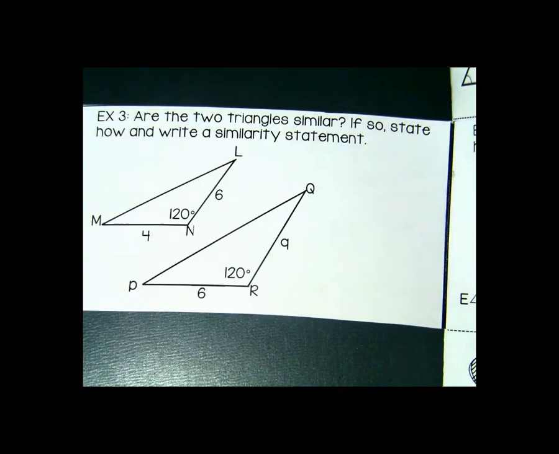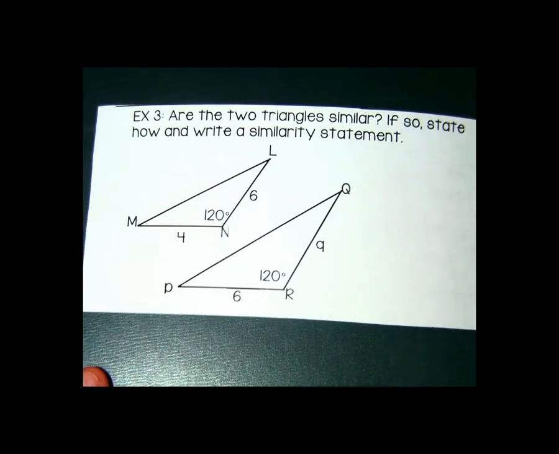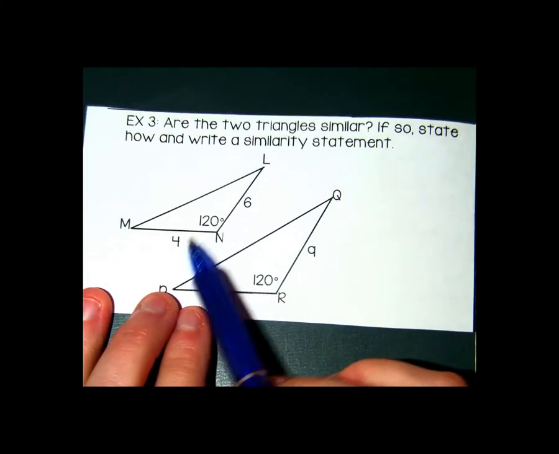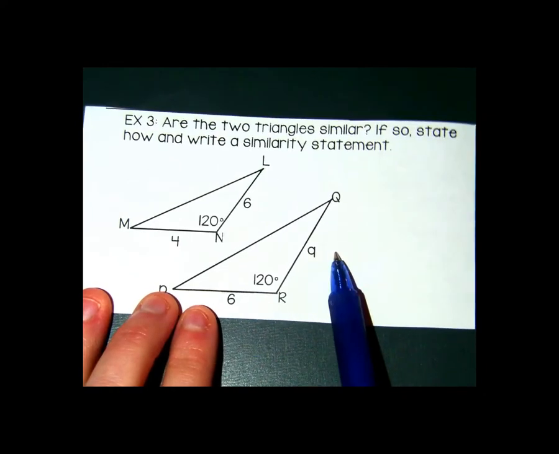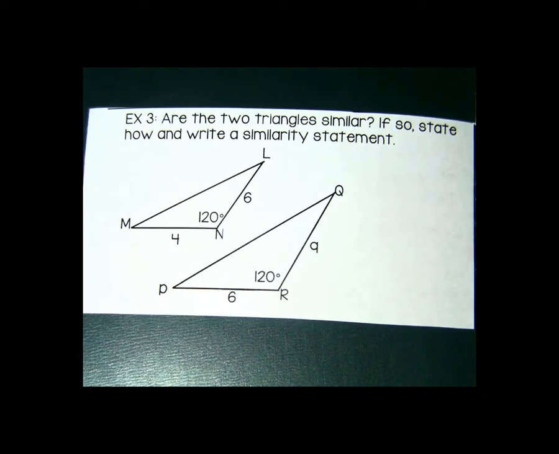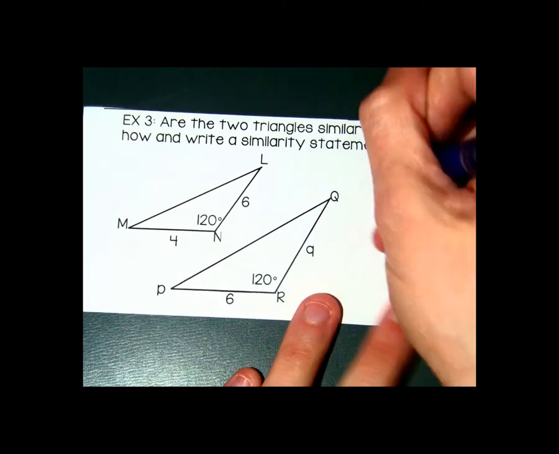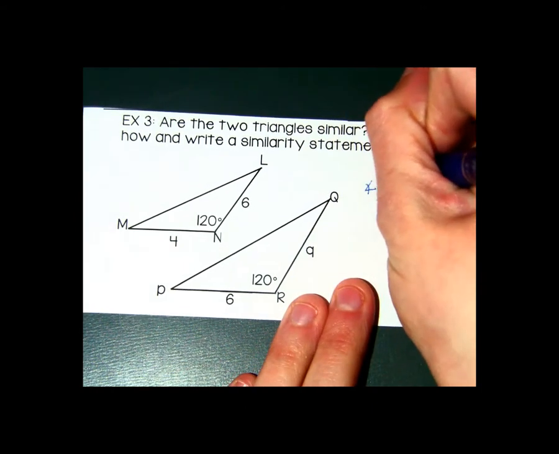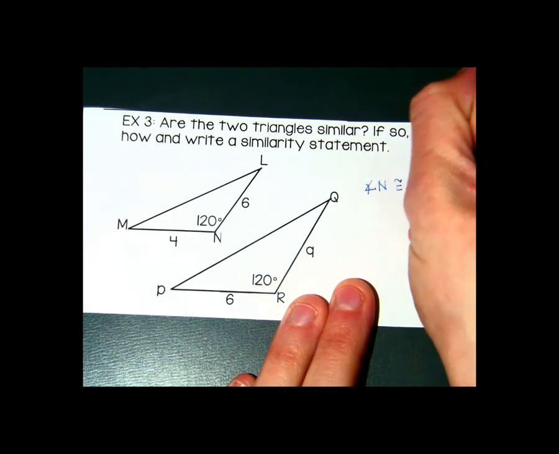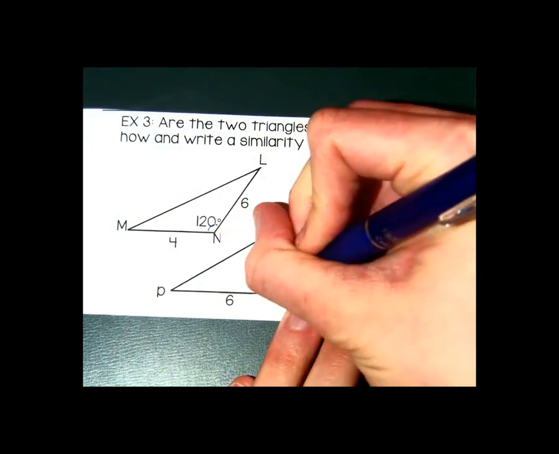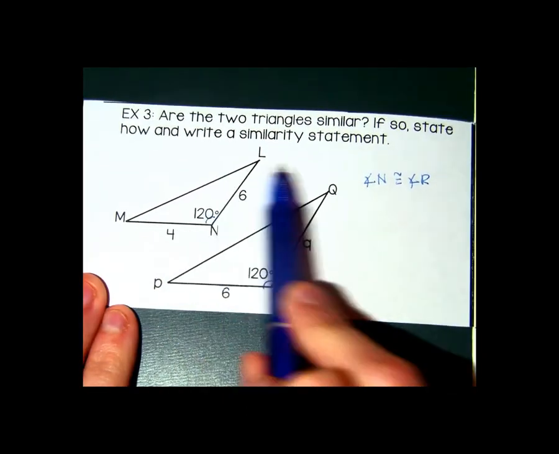Example 3. Okay. First of all, we do have side, angle, side. So at least we have that. Now we need to check and see if the sides are proportional. Because we already know, because they just gave it to us, that N is congruent to R. So next, we need to see if these really are proportional.